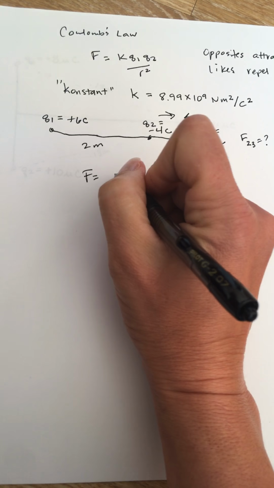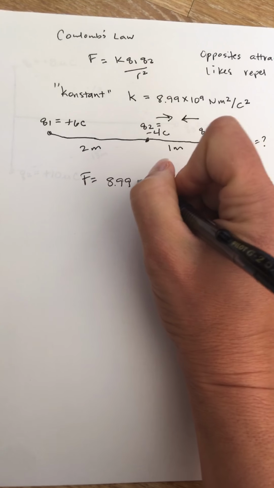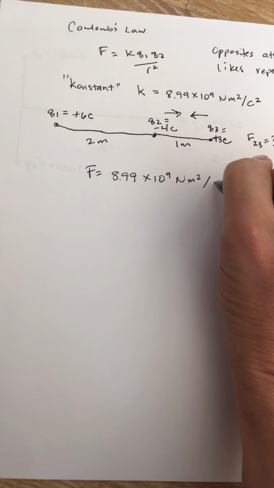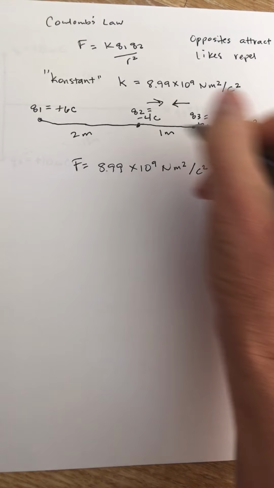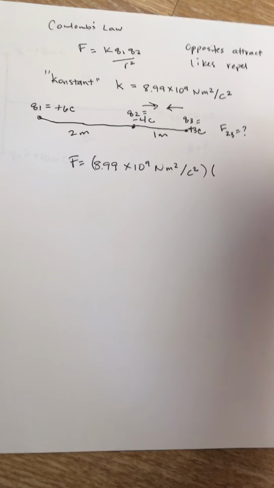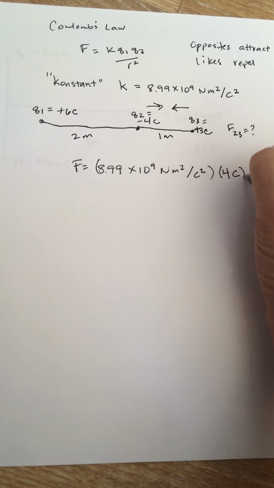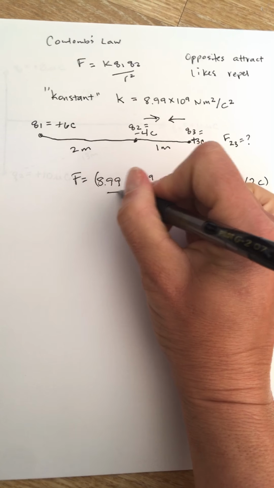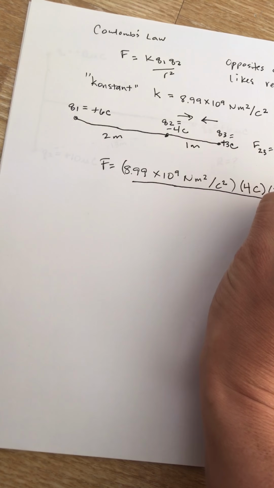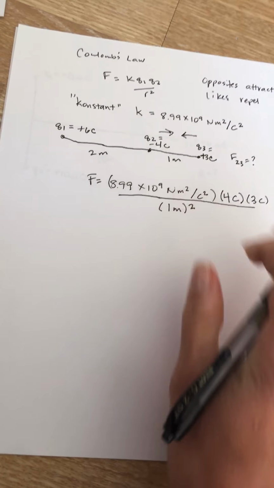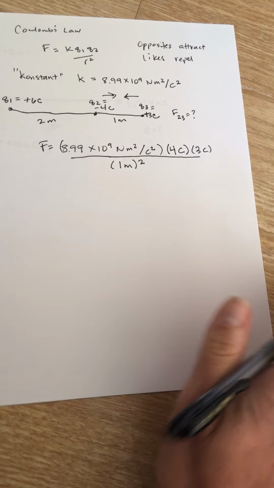K is for constant, so we're going to bring down 8.99 times 10 to the 9 Newton meters squared per Coulomb squared. Charge 2, we're going to drop the negative. We use that to figure out the direction. We don't need it for the formula. 4 times 3. And then the R in the denominator is the 1 meter that separates them, the distance. That's a nice number to have in the denominator because it divides away.